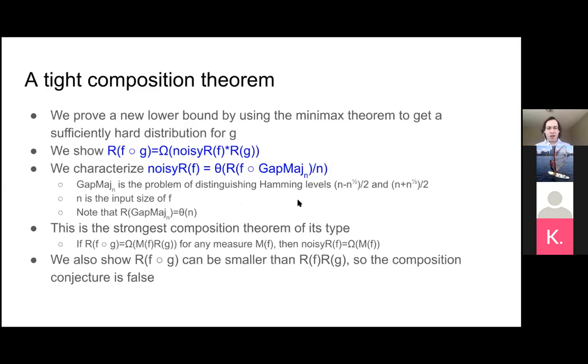And we also show that actually the original composition conjecture is false. So we show that for some F and G, R of F composed G can actually be smaller than R of F times R of G. So it's also telling you that this noisy R of F measure, although it looks annoying, is sort of necessary to put there.